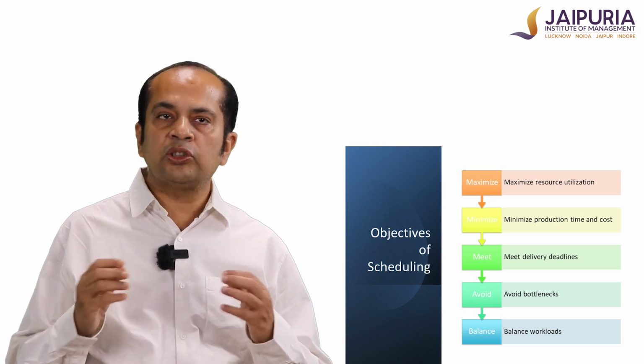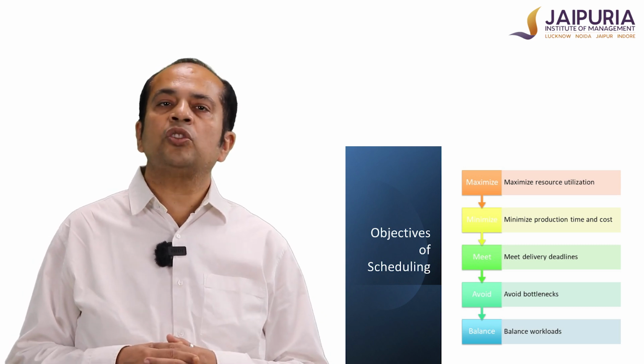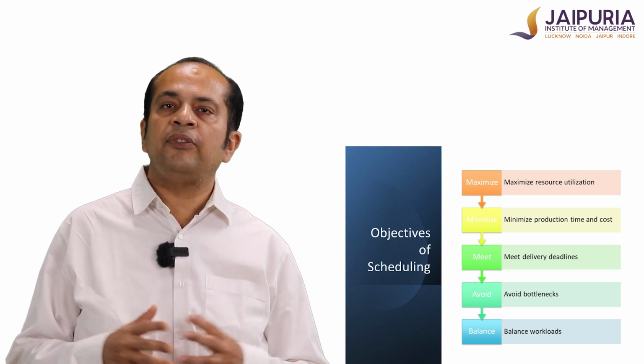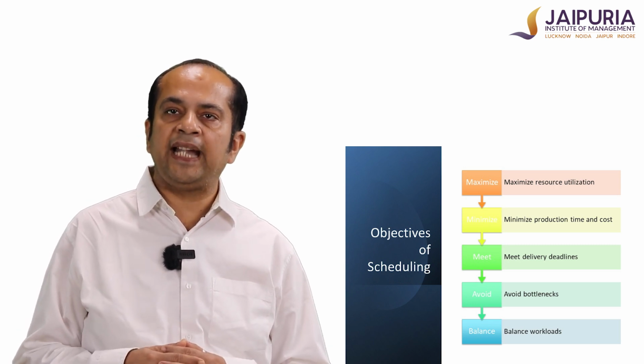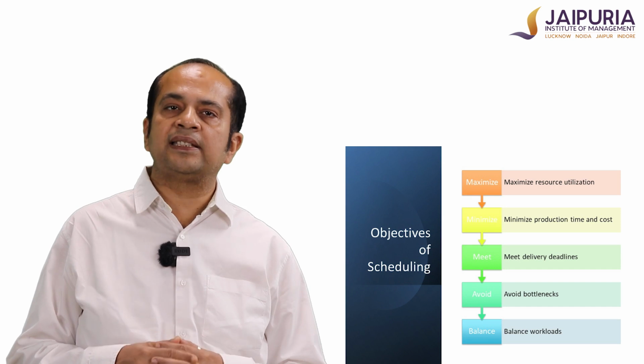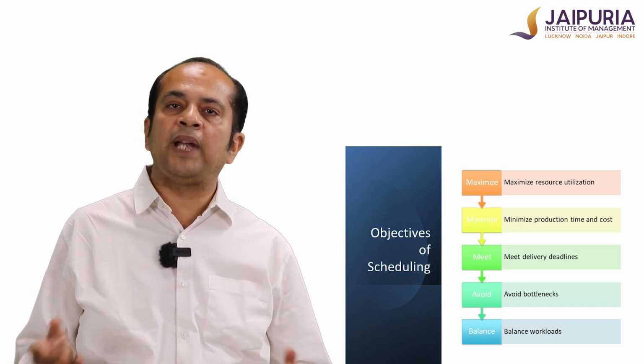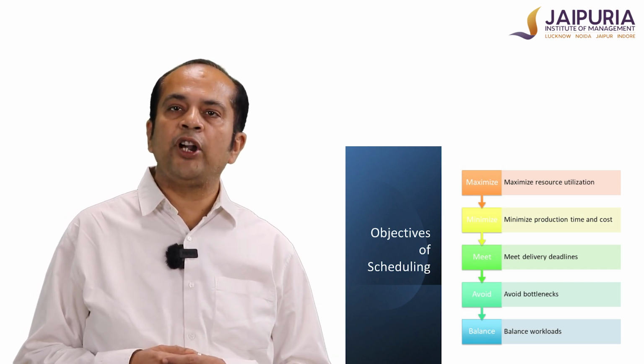Proper scheduling would also help in avoiding bottlenecks. Bottlenecks happen when one part of the process gets delayed and holds up everything else. So good scheduling would help to balance the workload and avoid such kind of slowdowns.